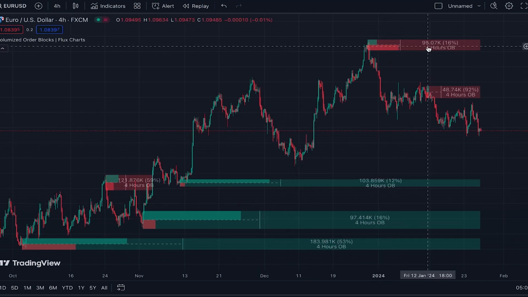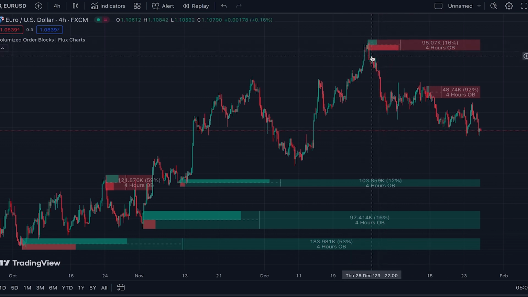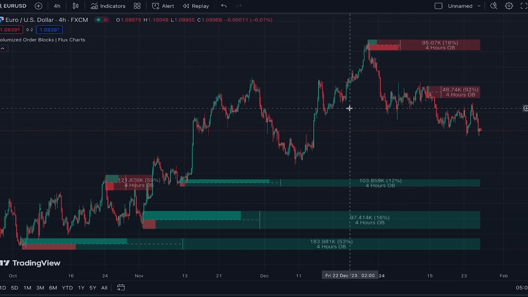But the important point that you must pay attention to is that this indicator is not a buy sell signal indicator. These bullish and bearish order blocks are not detected in real time. They are not buy sell signals, but rather they show potential areas of the market that can act as key levels in the future.